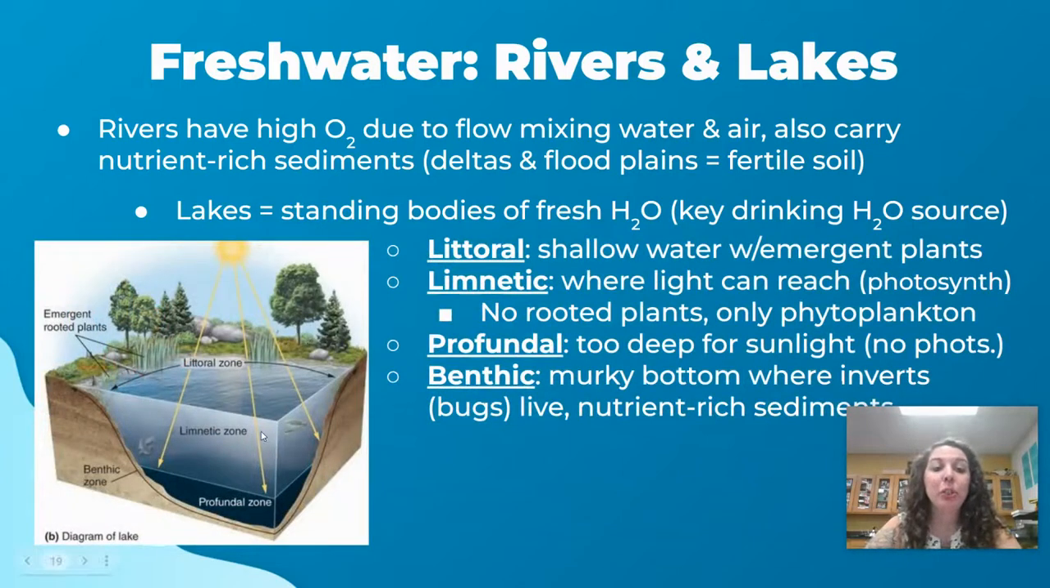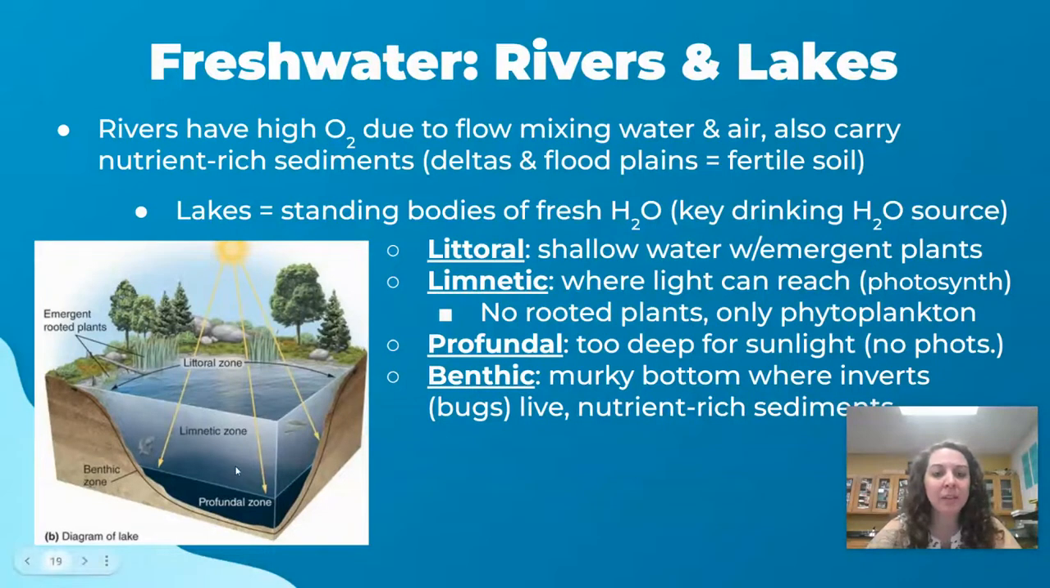Then we've got some zones of freshwater areas. We've got the littoral zone, which is shallow water right around the edge that has emergent plants. Emergent plants are going to be things like reeds and cattails. They have adaptations that allow them to survive with their roots submerged in soil that's underwater, but their body is going to be out of the water, okay?